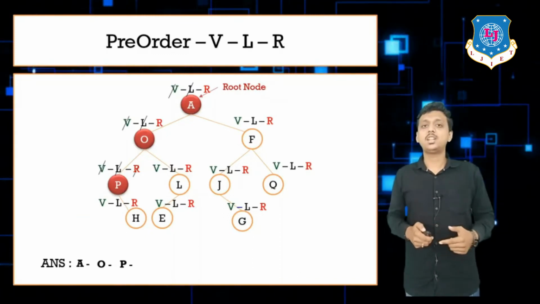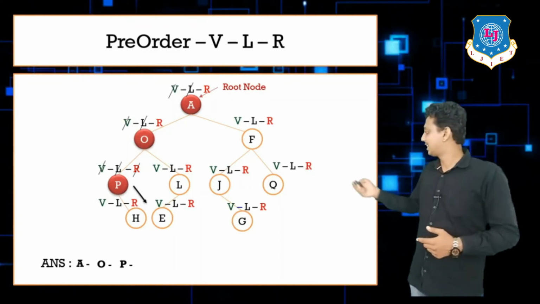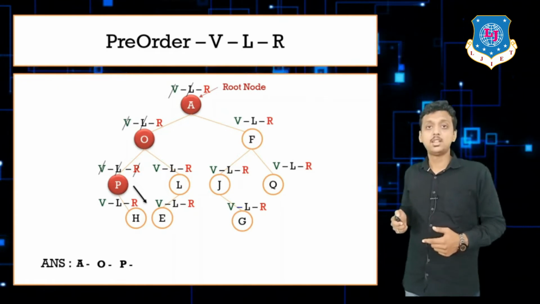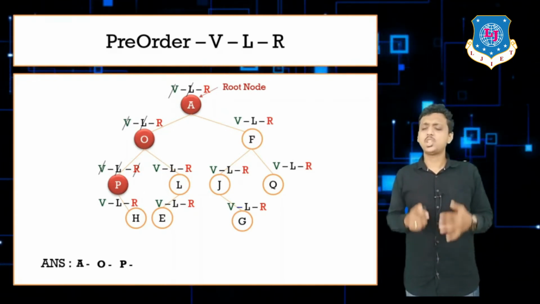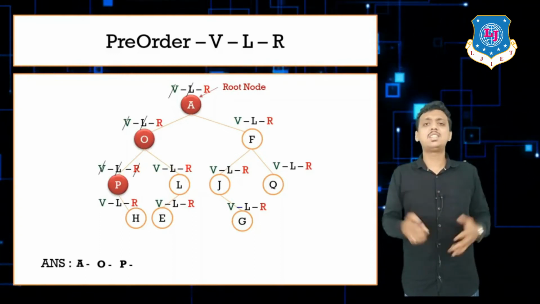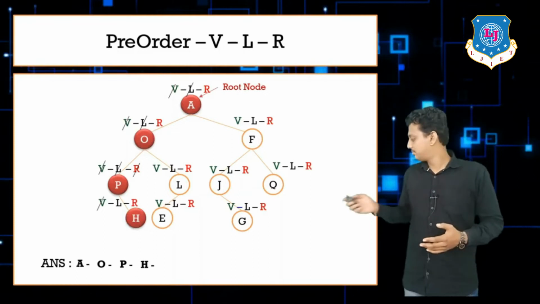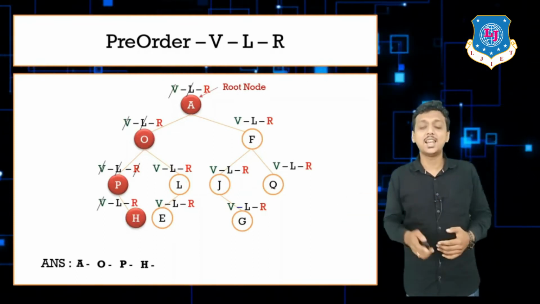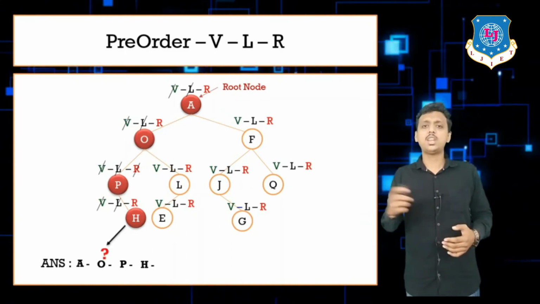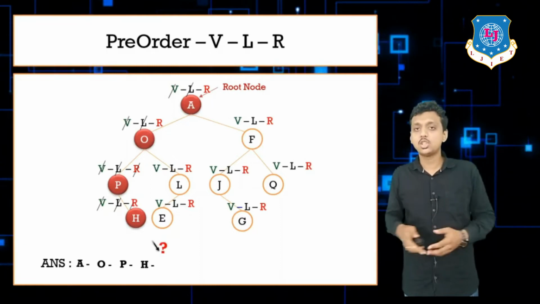The next operation is R. So I'm going to cut R and then move towards the right side of P, that is H. The very first operation I need to perform is visit H. So I'm visiting H, putting it into the answer bucket, and then moving forward to the next operation, that is L. Is there any node on the left side of H? No. Is there any node on the right side of H? No.